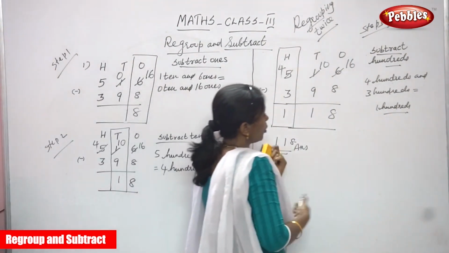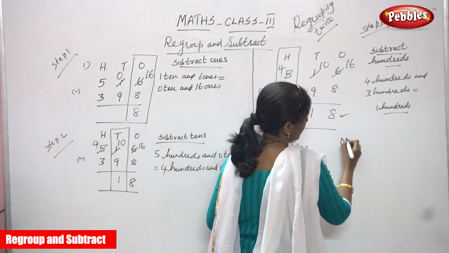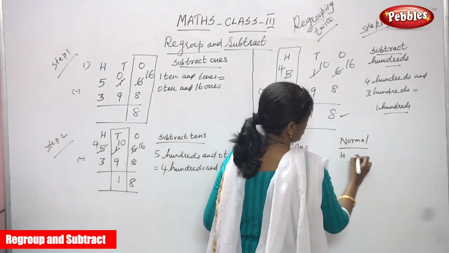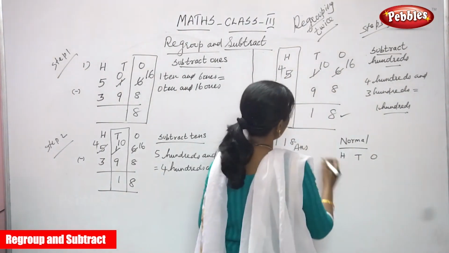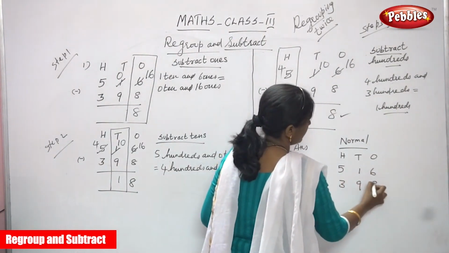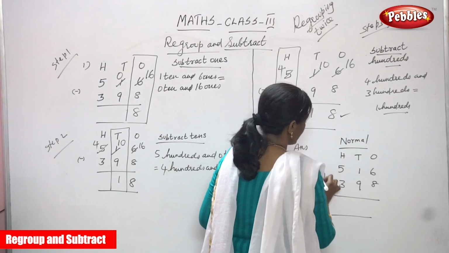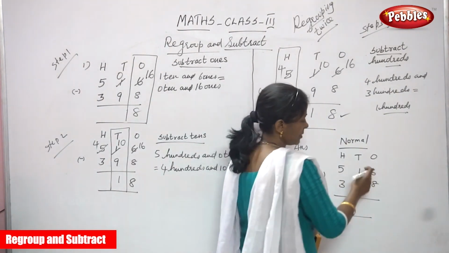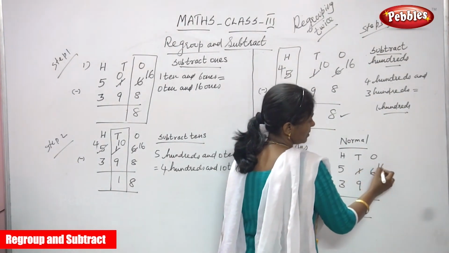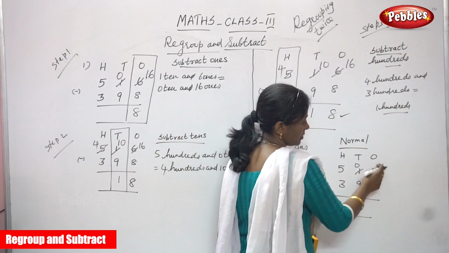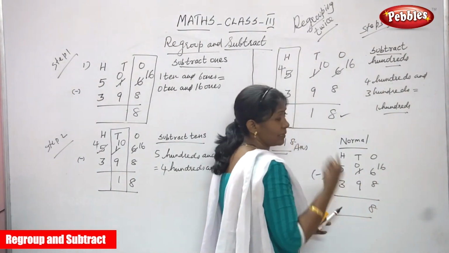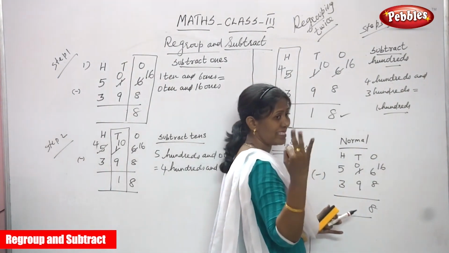Even you can do, if you want to verify this answer, the normal method, the same thing. Normal method, the same. H, T, O. What are the numbers? 5, 1, 6 and 3, 9, 8. This is a very simple method. It is not a regrouping method. 6 minus 8, 6 is not enough to subtract, so you have to borrow from tens. So this 6 becomes 16, this 1 becomes 0. 16 minus 8, you know this backward counting, the answer is 8.